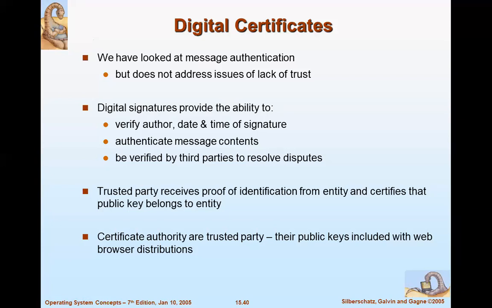Like in case of your credit card, the bank is providing that authentication. Bank is providing the necessary information to the shop, to the person with whom you are doing the transaction. Authenticate message content, and it can be verified by third parties to resolve the dispute. Trusted party receives proof of identification from entity and certifies that public key belongs to that entity.